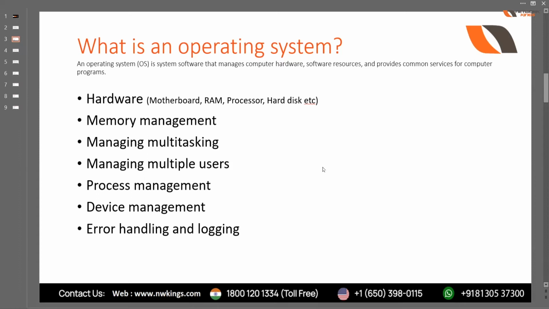Then managing multitasking. On the operating system, multiple things will be going on in the background, and a good operating system should be able to handle this. Managing multiple users is another feature an operating system should have. Why? Because on a server, multiple users can log in and do some work. Similarly, process management is related to the application which is running and all the other programs running in the background. Management of all the processes is another feature of an operating system.